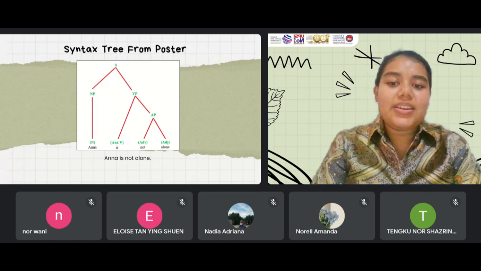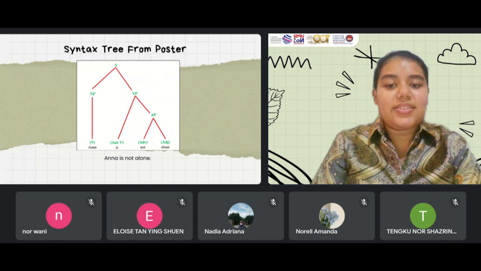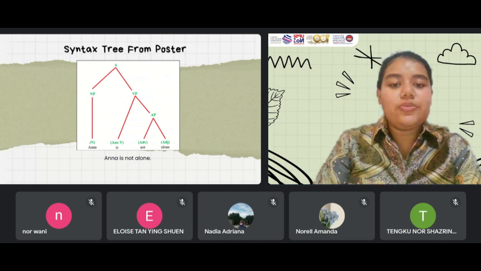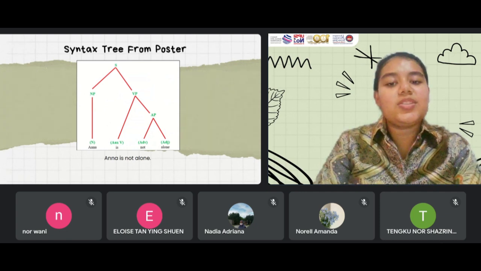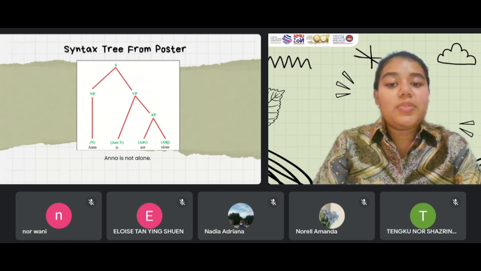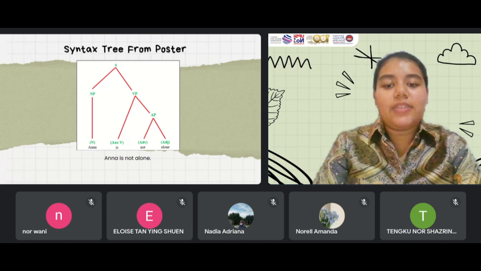The first example is "Anna is not alone", which is taken from the poster. It is a simple sentence. This sentence is joined by 2 phrases, which are noun phrase and verb phrase. In this sentence, there's only one noun, which is the lady named Anna. This automatically makes it a noun phrase because a noun can also stand on its own to be a phrase.